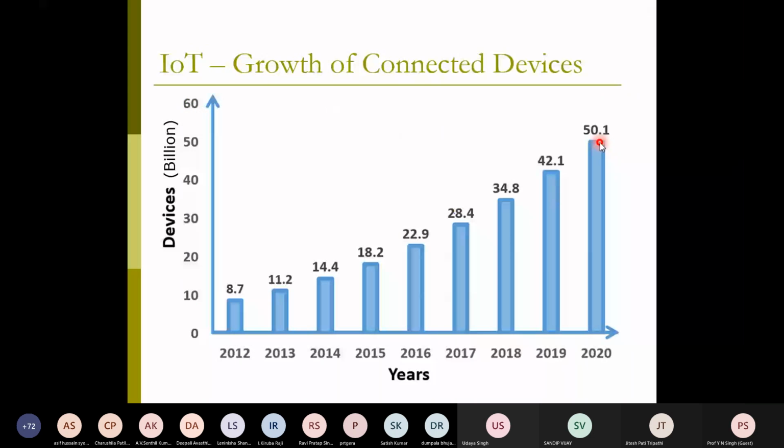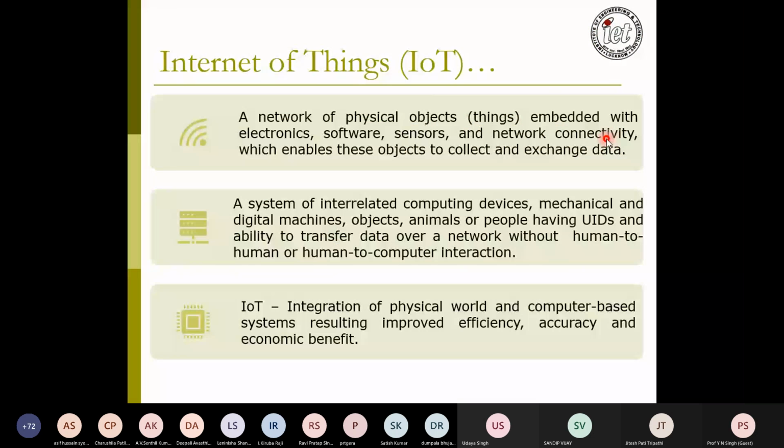So it is a great challenge how to manage all those devices, and the management with the aim of the IoT. So what is the aim of IoT? The aim of IoT is to improve efficiency, accuracy, and economic benefit. So it is really very challenging.